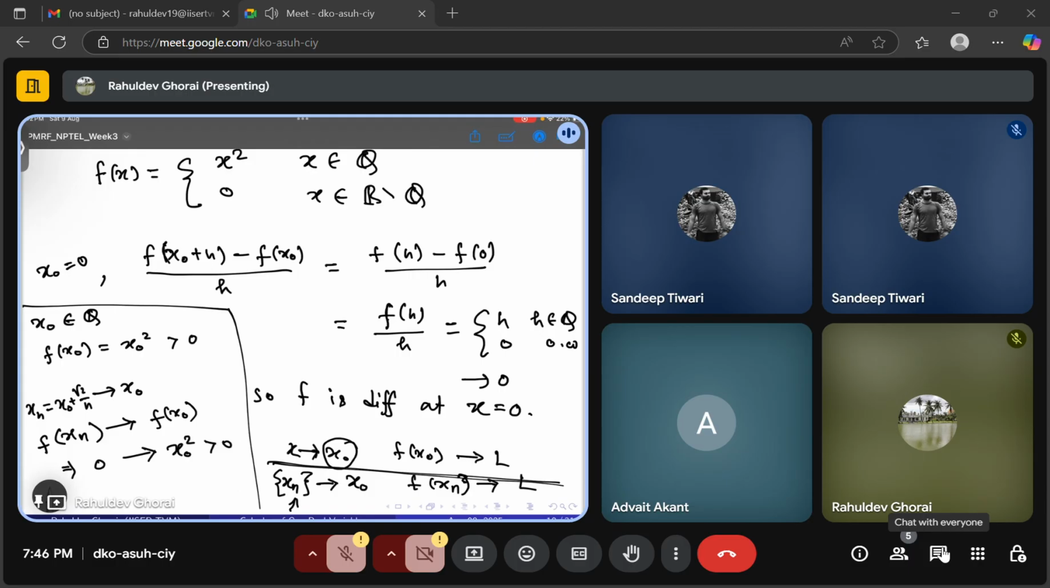But it's much more precise mathematically. So this is not possible. This contradicts. It cannot happen. X naught not equal to 0 we have already considered. If x naught is not equal to 0 and x naught is a rational number, then a sequence of 0 is converging to something greater than 0. That is not possible at all. A sequence of 0 can converge only to 0, right?